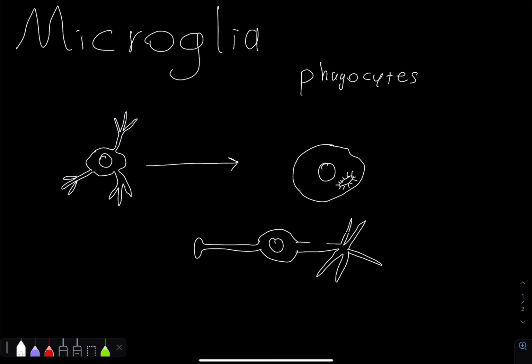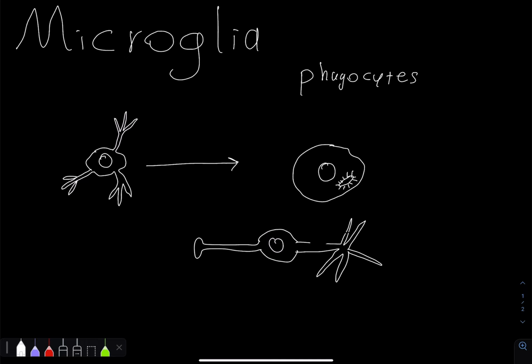So they're important for cleaning up debris, and importantly cellular debris and damaged cells. In that sense, they're going to be important for inflammatory reactions. Whenever you have an inflammatory reaction within the central nervous system, it's going to be microglia carrying that out.